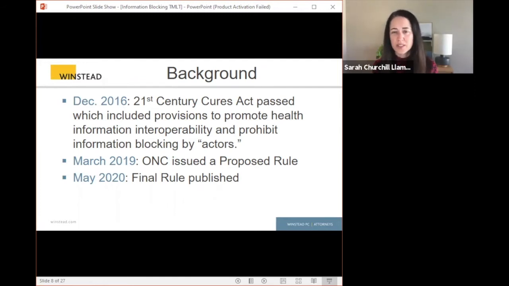But then they realized it just wasn't enough, and they needed to come out with a rule. And so they definitely used a lot of thought, I think, in kind of their approach to this. So March of 2019, they issued the proposed rule, and in May of 2020, the final rule was published.